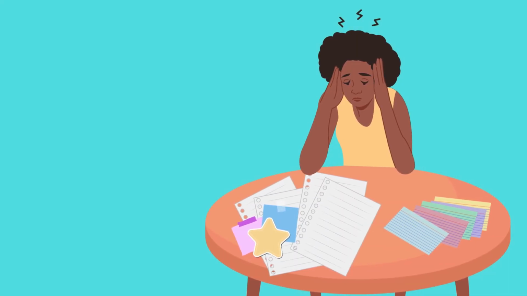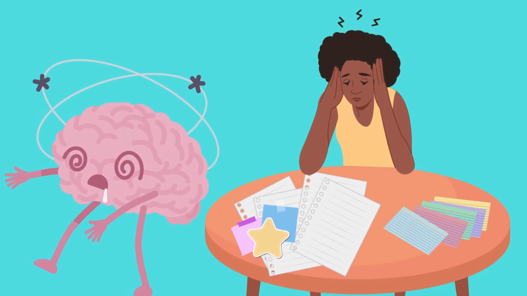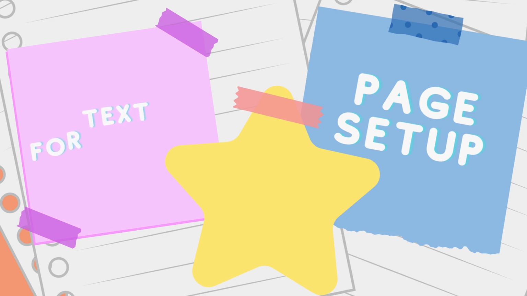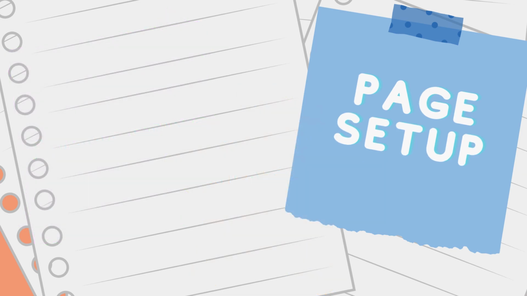Now that may seem like a long checklist, but we can break it down into 3 more manageable pieces: setting up your page, formatting your text, and double-checking that you've included and formatted your citations correctly. Let's take a closer look.